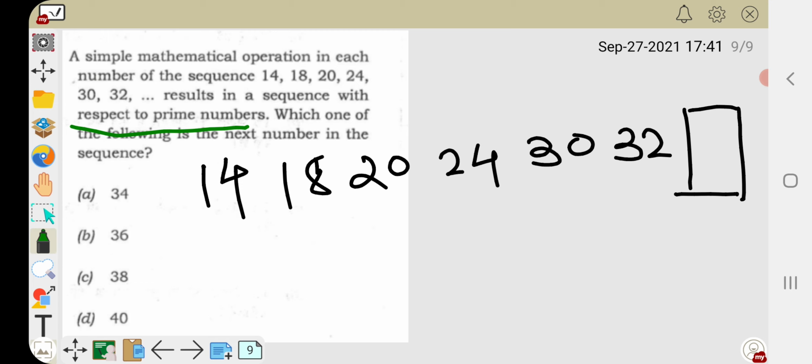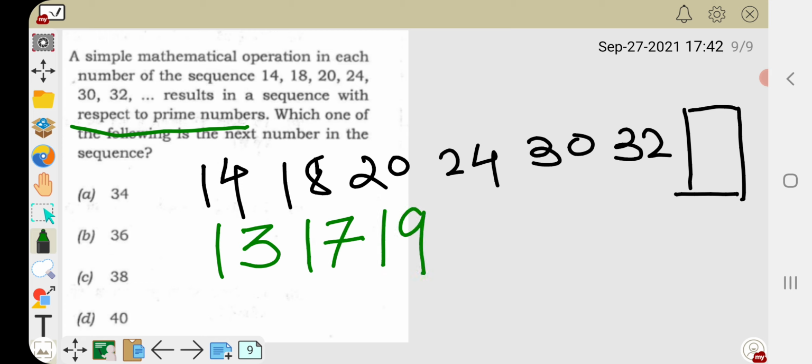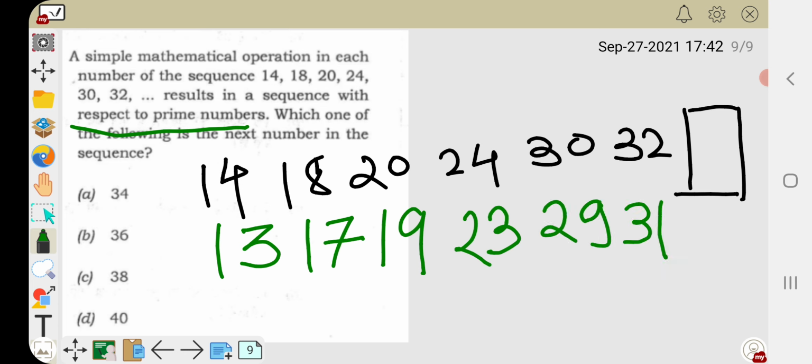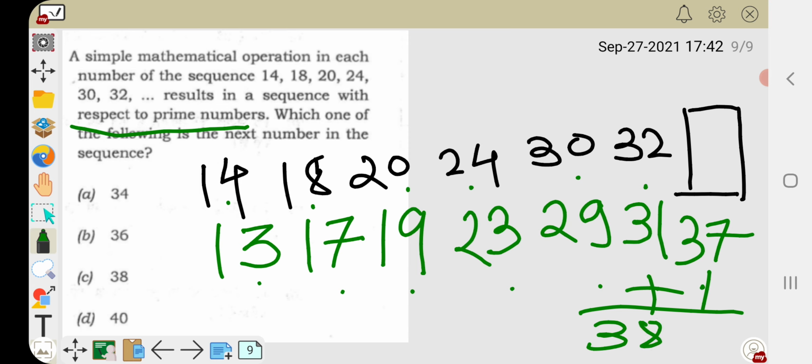The nearest prime number near 14 is 13, then 17, then 19, 23, 29, 31, and the next prime number will be 37. And here if we observe, then 13 plus 1 is 14, 17 plus 1 is 18, 19 plus 1 is 20, 23 plus 1 is 24, 29 plus 1 is 30, 31 plus 1 is 32. So next number will be 37 plus 1, that is 38. So option C is right answer.